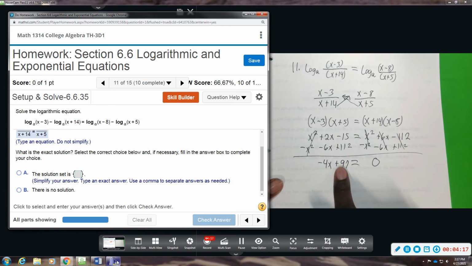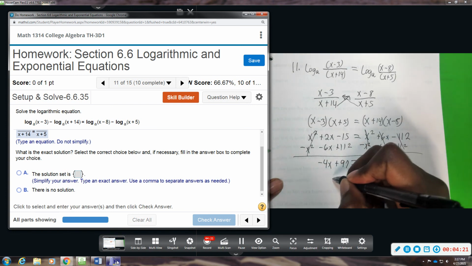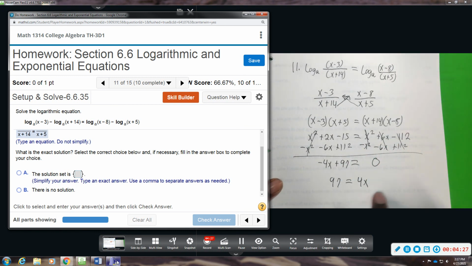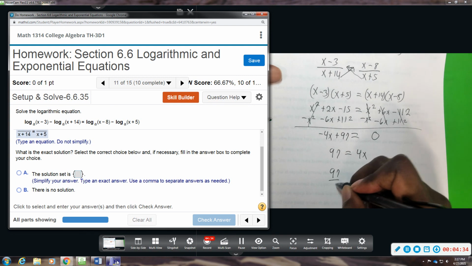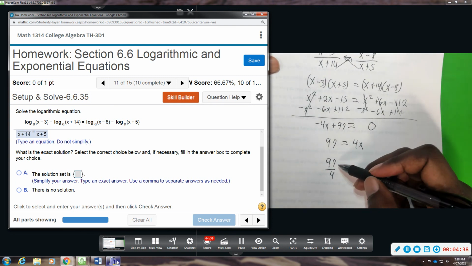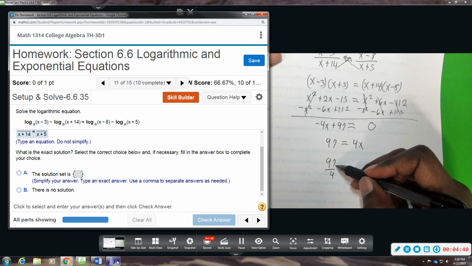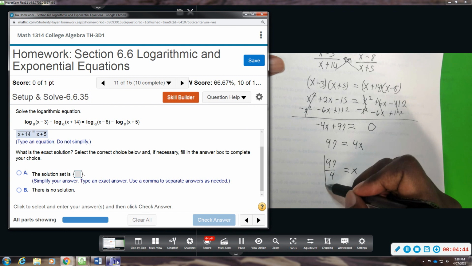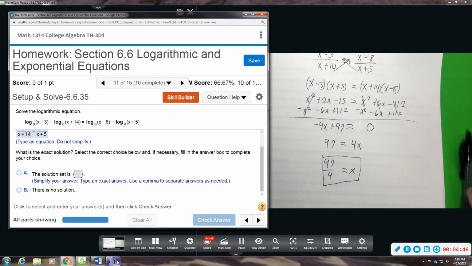All right, so we got to isolate x. Let's move it back over there to make it positive. So we're going to add 4x. That will give us 97 equals positive 4x, and then we would divide by 4. So they give us 97 divided by 4 equals x. Don't think that will reduce. I think we'll just leave it as 97 divided by 4.